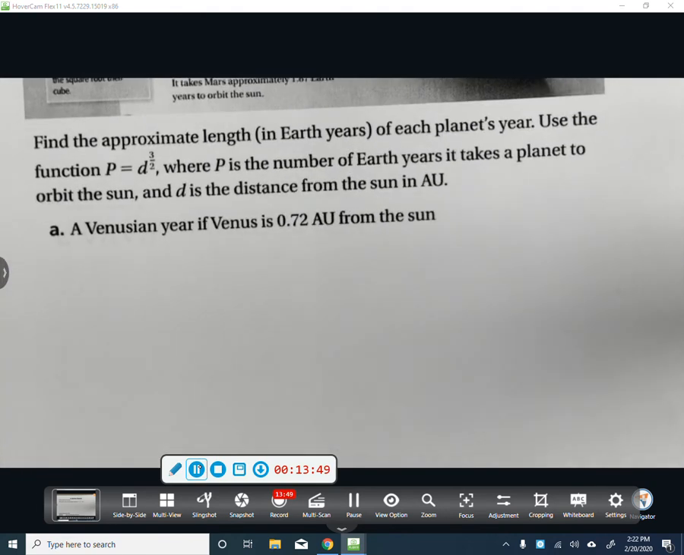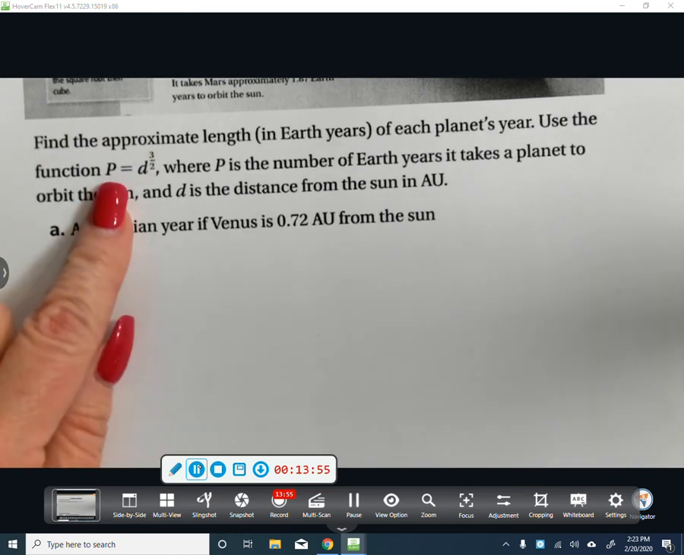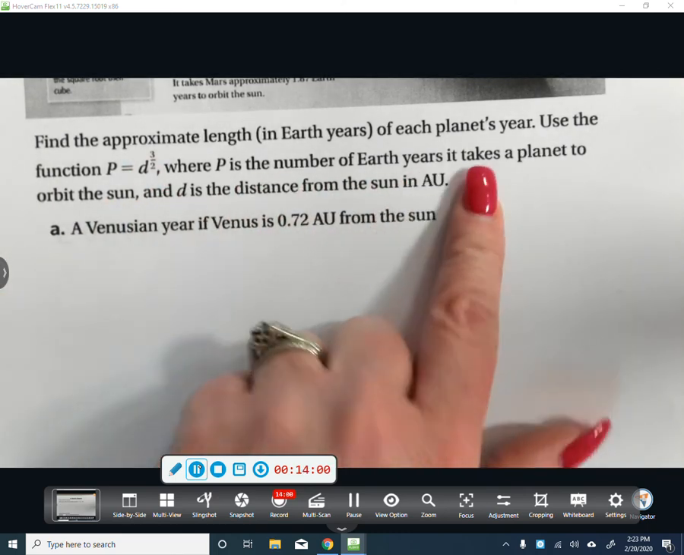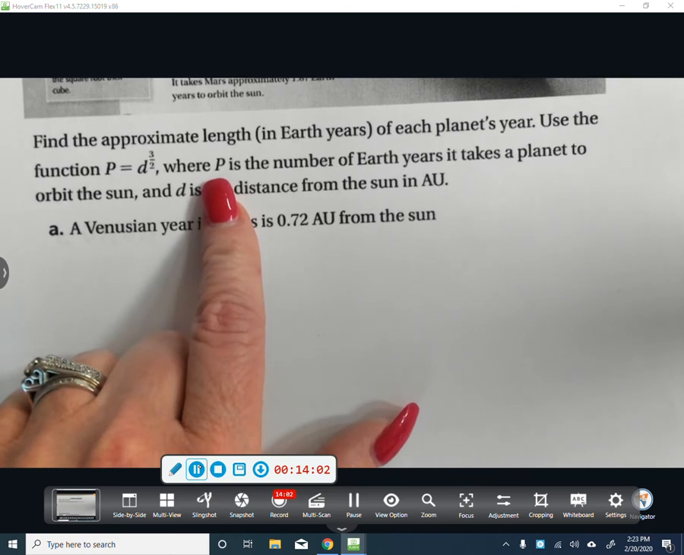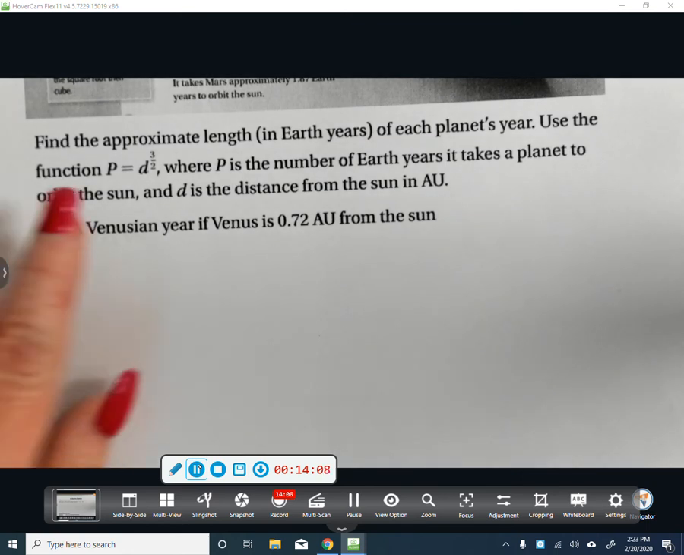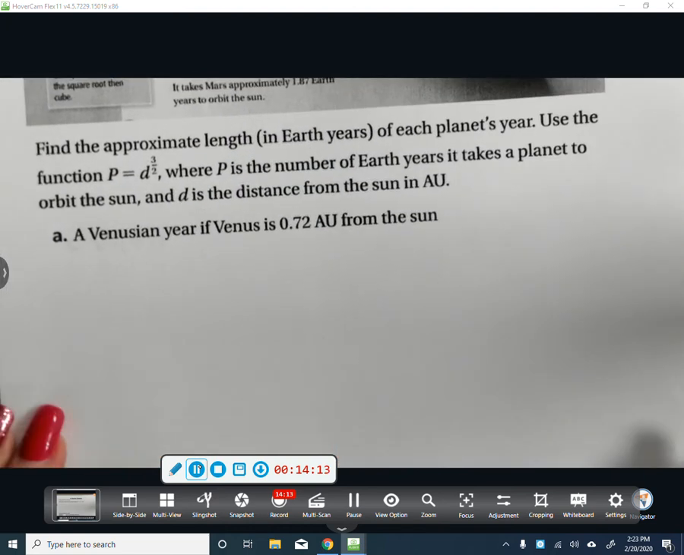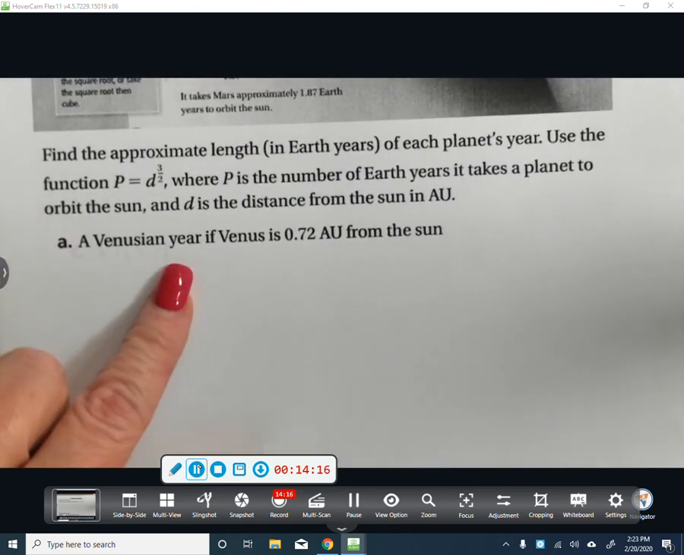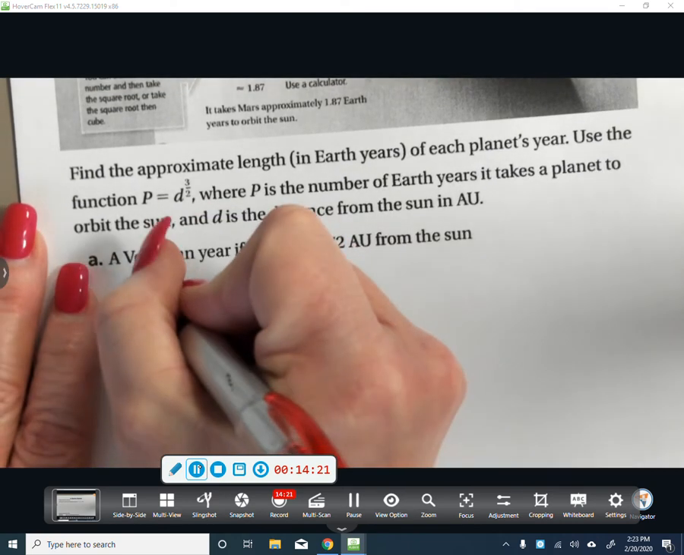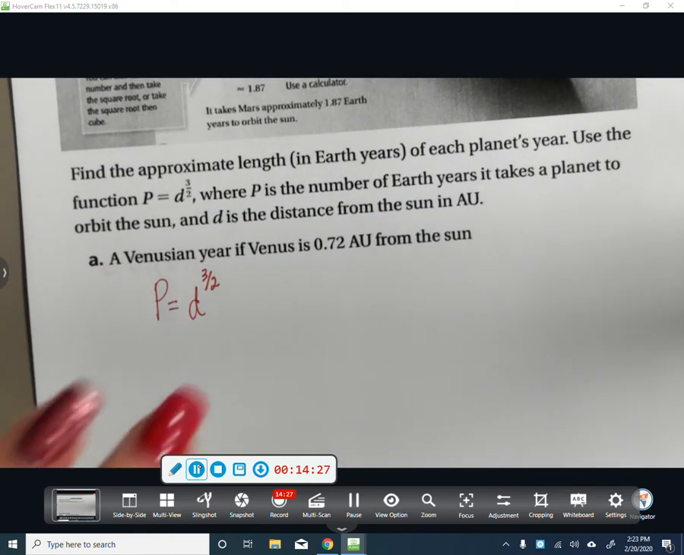So here is the problem we're going to deal with. Still the same type of problem. I'm still dealing with P is equal to D to the 3/2, where P is the number of Earth years it takes any other planet to orbit the sun, and D is the distance from the sun in astronomical units. So I want to know what a Venusian year is if Venus is 0.72 astronomical units from the sun. I'm going to use P is equal to D to the 3/2. But now I have to know what is P and what is D, right?